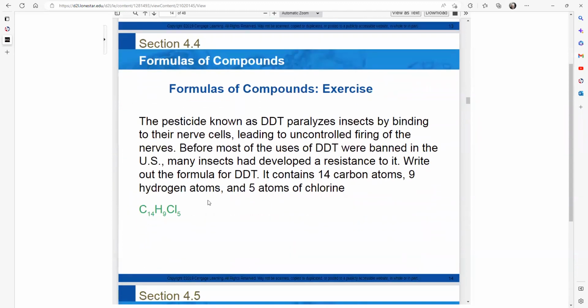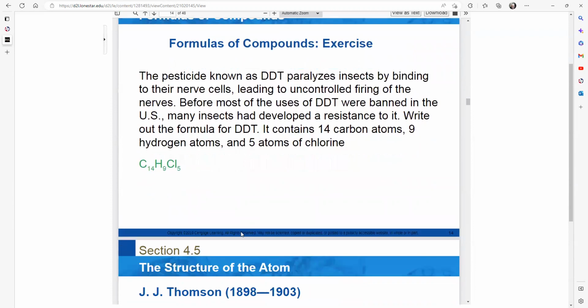Here we have a formula. This is a formula for DDT. It contains 14 carbon, 9 atoms of hydrogen, and 5 atoms of chlorine.